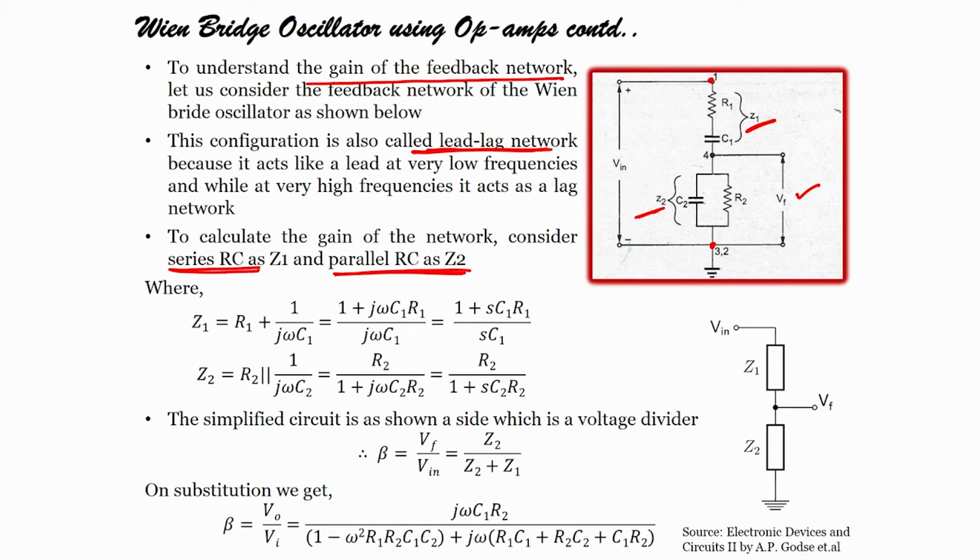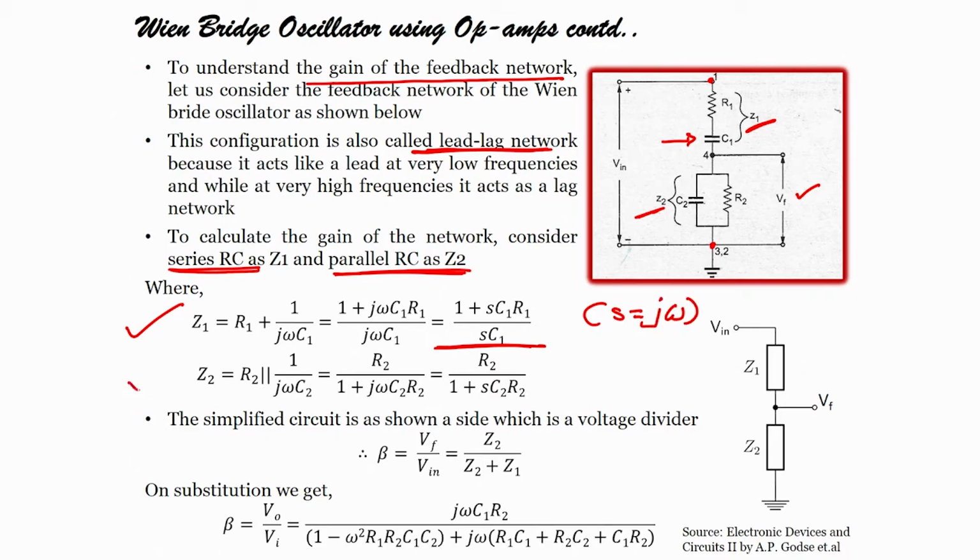Okay. So, what will Z1 be? Z1 will be R1 plus the capacitor impedance, 1 by j omega C1. If I solve this, I will have Z1 equal to 1 plus S C1 R1 divided by S C1, where S is nothing but j omega. Here we have considered S equal to j omega.